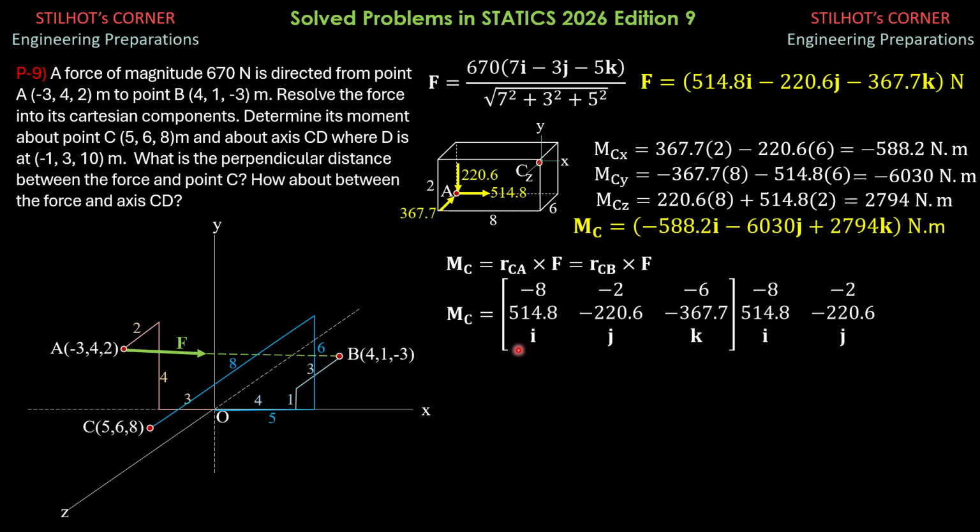So that's positive, and you can find that here. Then minus negative 220.6 times negative 6, so that's positive. So minus positive 220.6 times 6. So it's the same as that. Therefore, we expect the same answer, negative 588.2 I. Then for J, we have negative 6 times 514.8 J. Can you find that? Which is this? Negative 514.8 times 6, which is the same as that.